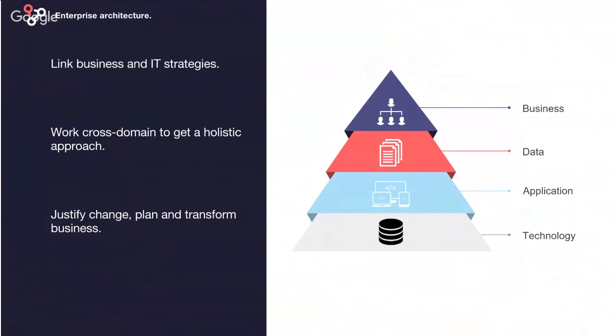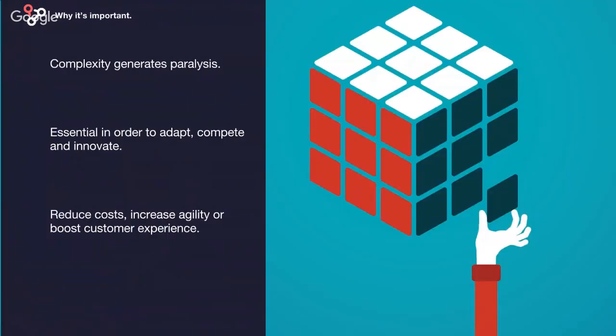Actually, large companies have to accommodate a complex set of objectives, infrastructure, and processes. And when it's left unmanaged, this complexity turns into paralysis and, in some cases, replacement by more agile competitors. So that's why managing change and complexity is essential for organizations to adapt, compete, and innovate. And by advising on the way organizations invest in technology to align with specific business strategies, architects allow organizations to consider change to reduce costs, increase agility, or even boost the customer experience.